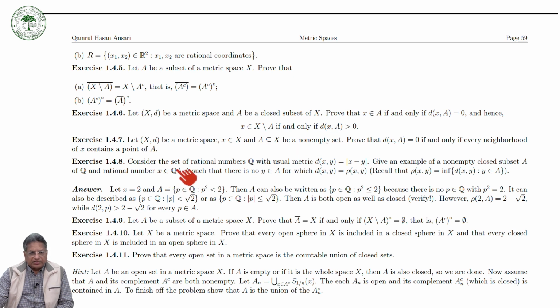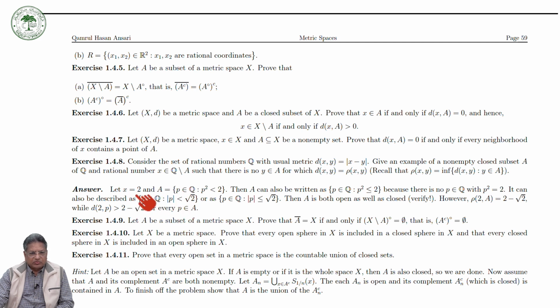Now here is: let us consider the set of rational numbers Q with the usual metric, and give an example of a non-empty closed subset A of Q and a rational number x which is not in A such that there is no y in A for which d(x, y) is equal to rho(x, A). Recall that rho(x, A) is equal to this thing. This you can take, and here I have provided the answer.